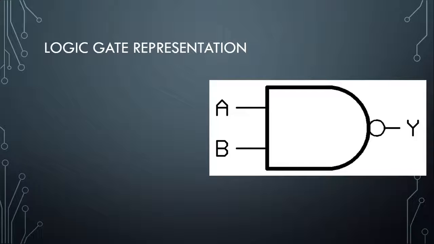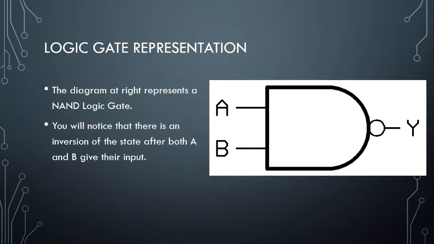If we look at how it's represented with a logic gate, you can see the familiar symbol for an AND logic gate. And now you can see right here the inverter, that of a NOT statement. So here's our logic gate. And of course, as I just mentioned, there's an inversion of the state after both A and B give their input.